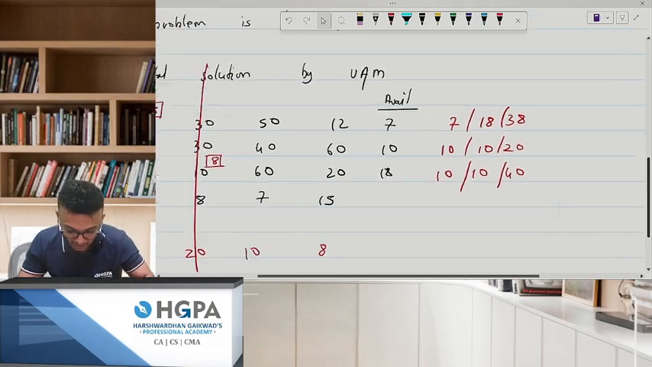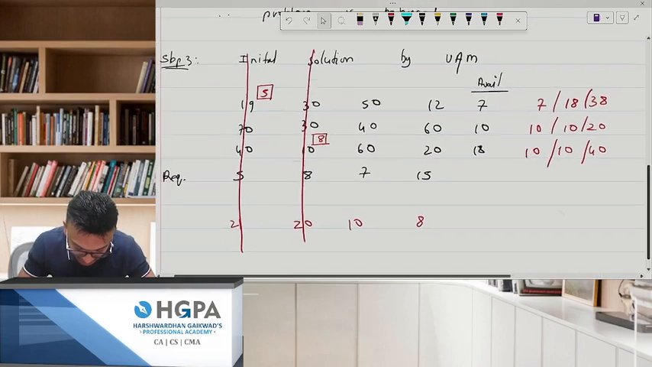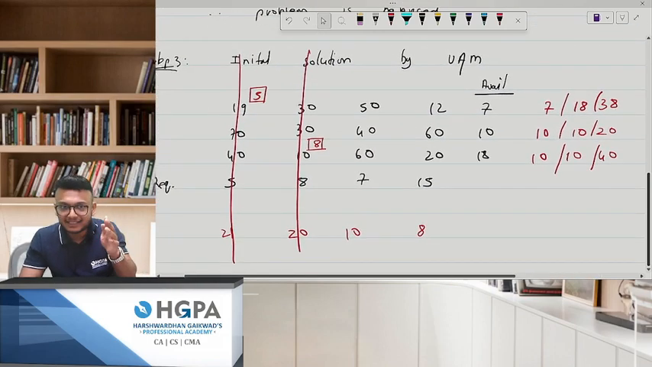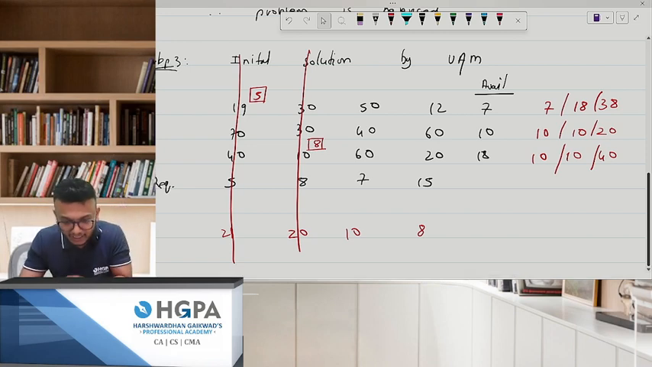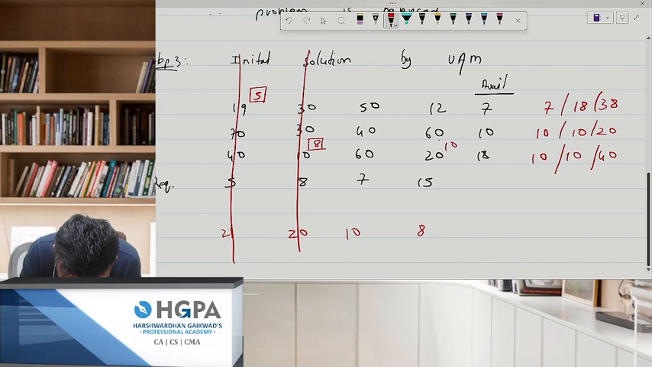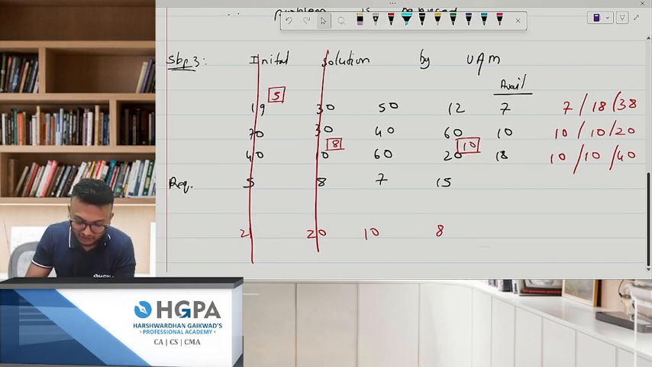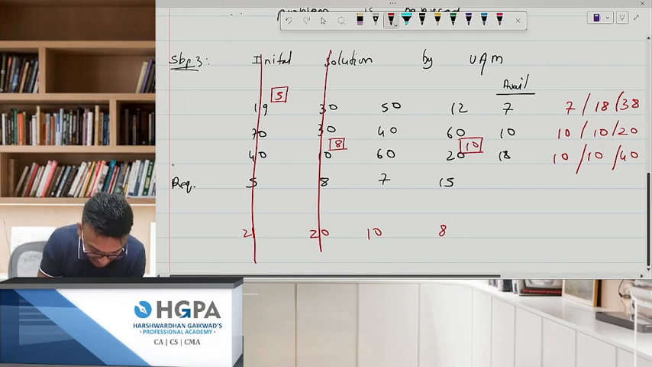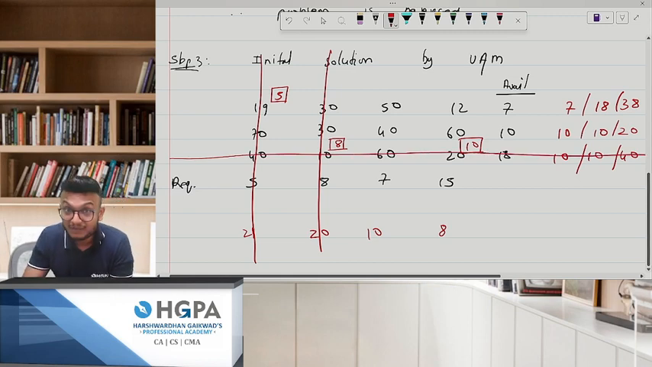How much will I give? 20. You only tell me. 18 or 15? Sir, how 18? Out of 18, you have already given 8. 10 is only remaining. 10 or 15? How much will I give? I will give 10 to this. The moment I give 10 to this, what will be exhausted? The row will be exhausted.